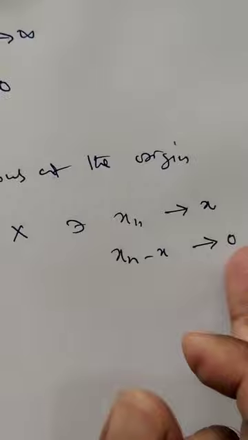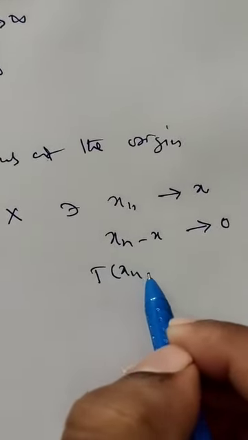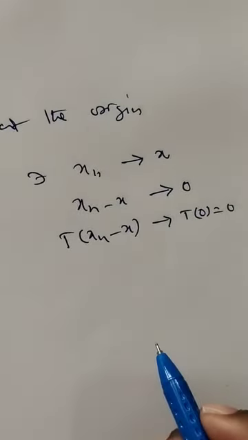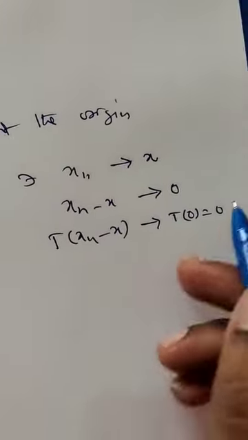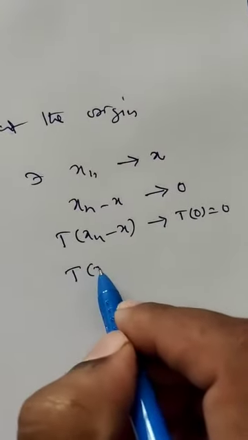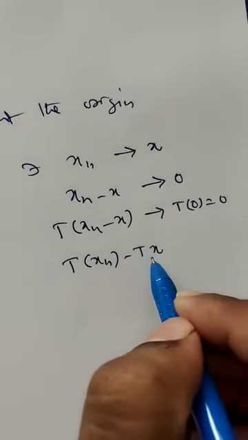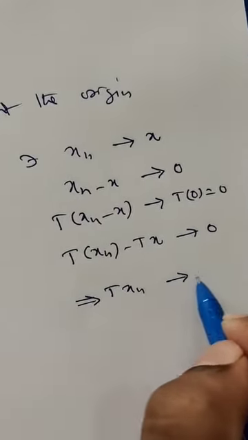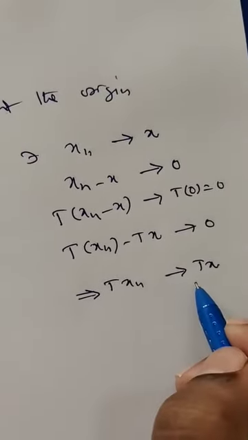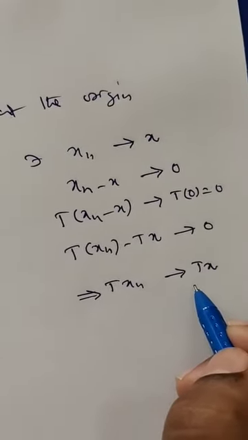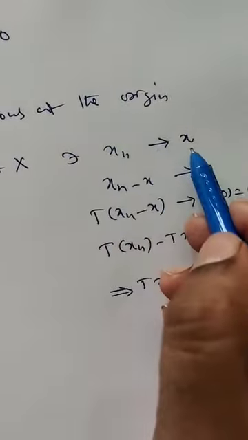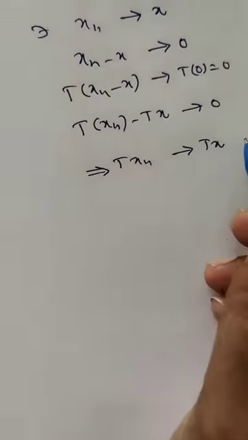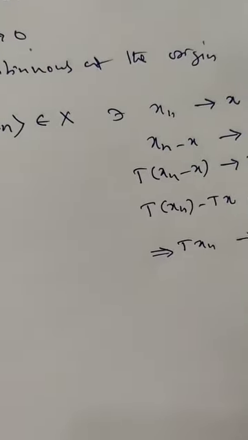Xn minus x converges to 0 means T of xn minus x converges to T of 0, because we have assumed that T is continuous at the origin. So this implies T of xn minus T of x, because T is a linear mapping, converges to 0. This implies T of xn converges to T of x, which means T is continuous. Okay, understand? Xn converges to x implies T of xn converges to T of x. Therefore, T is a continuous mapping. So we have proved 1 if and only if 2.